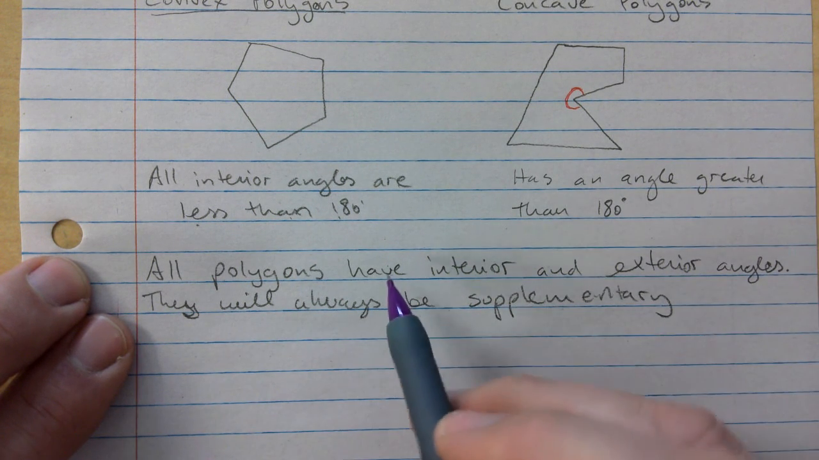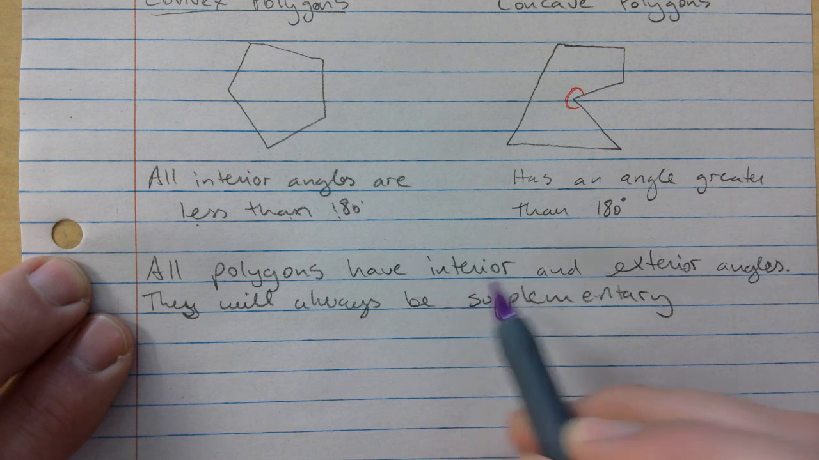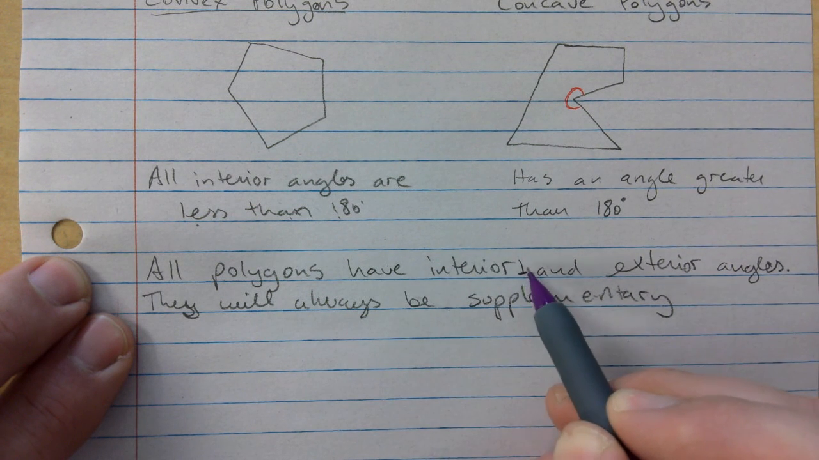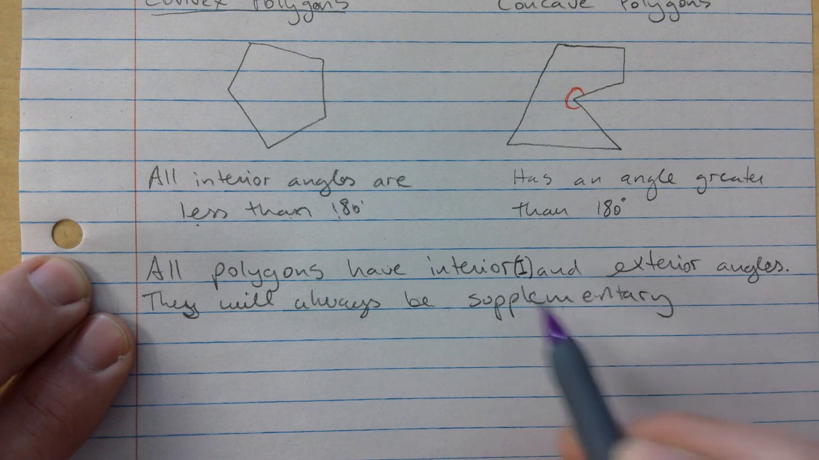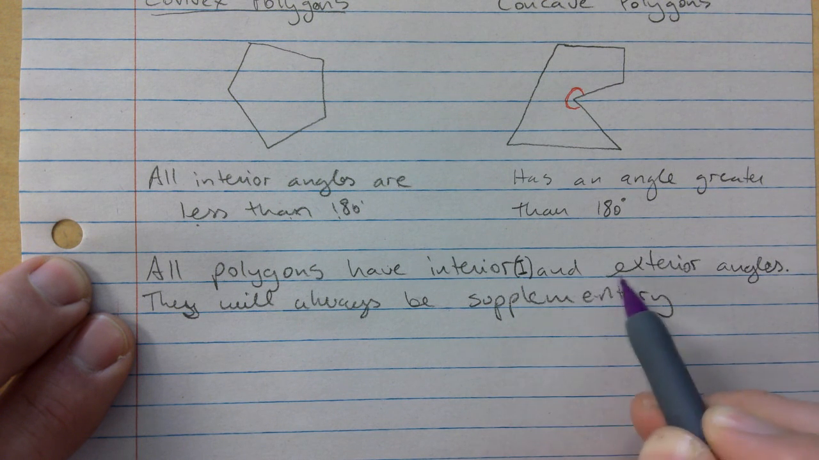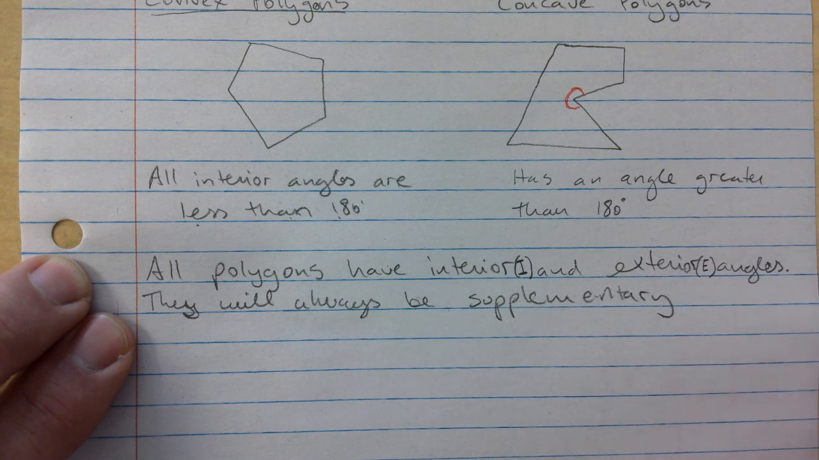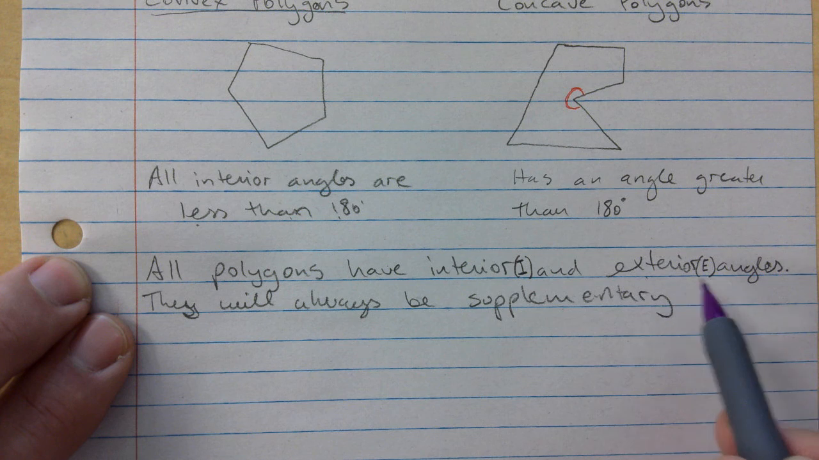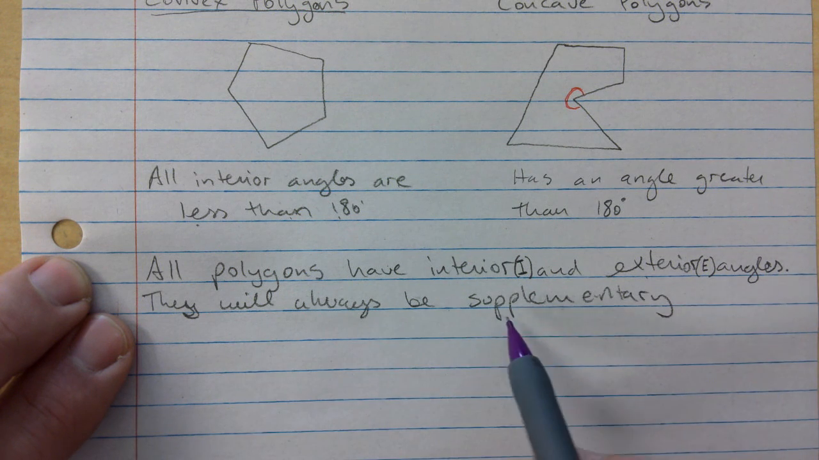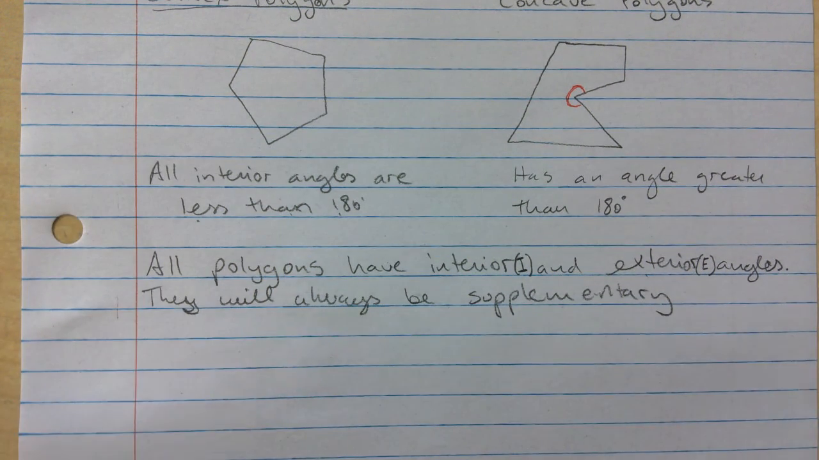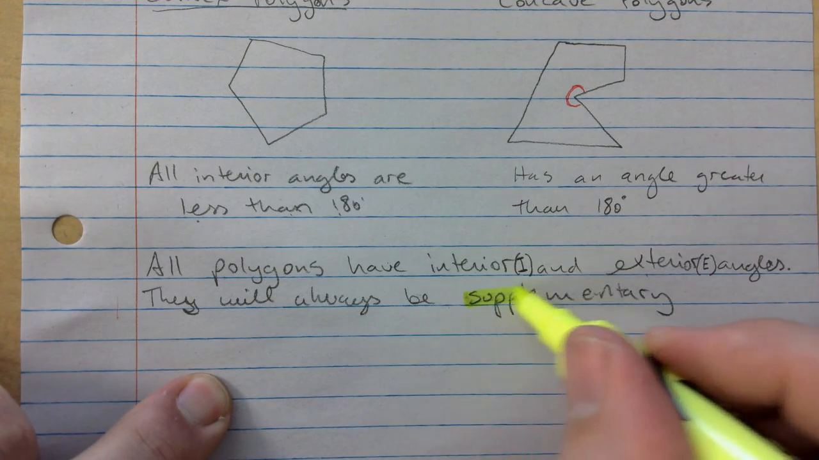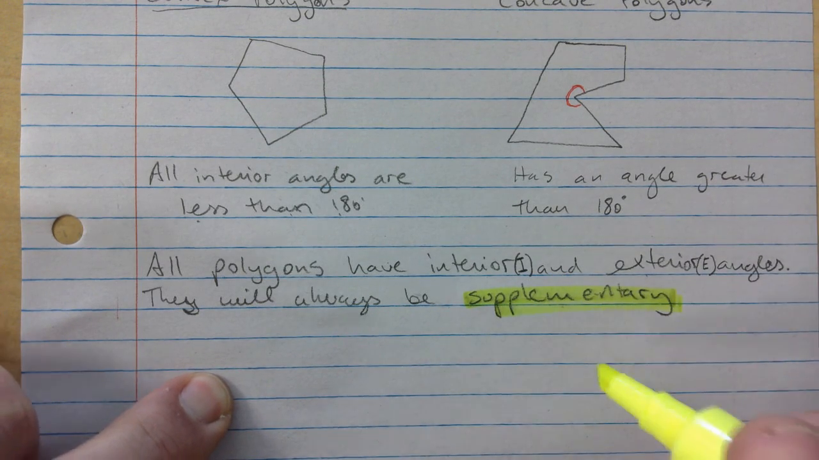I want to add, they will always have an interior, and we use capital I, if you can, capital I. Exterior, we normally use capital E for that, right? So all polygons have interior and exterior angles. They will always be supplementary. So that's something that you might want to look and highlight.